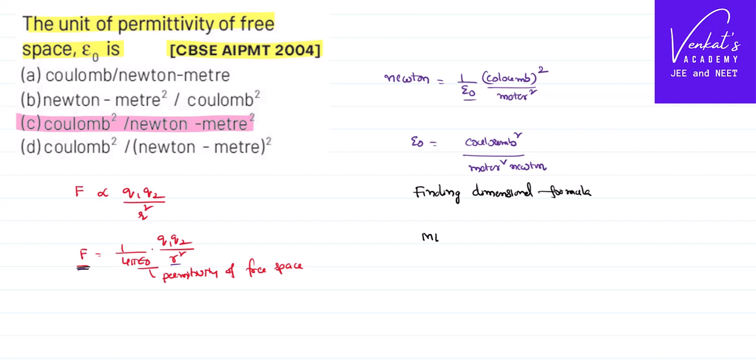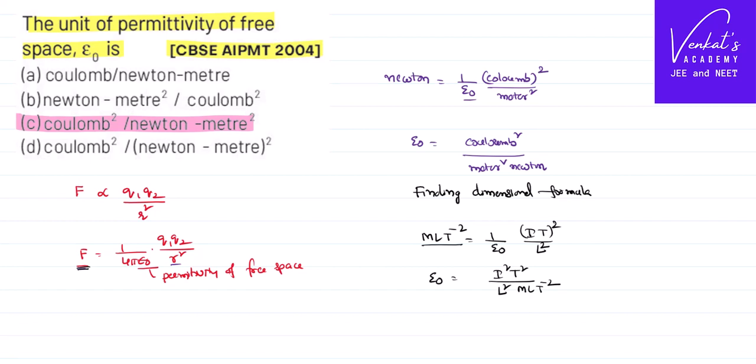Force is MA, that is M L T power minus 2. 1 by 4 pi is a constant, no dimensions. Epsilon naught has a dimension we have to find out. Q1 is charge. Charge is IT, because current is defined as the rate of flow of charge, Q by T. So Q is IT. There is one more charge, therefore I square T square by r square, which is length square or meter square. So epsilon naught has a dimensional formula of I square T square by L square, and take everything else into the denominator: M L T power minus 2.